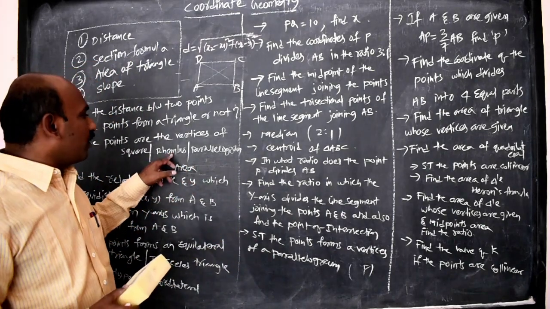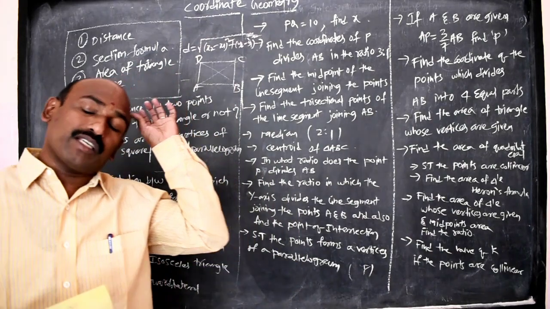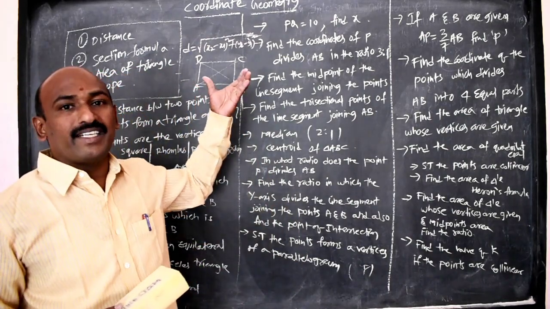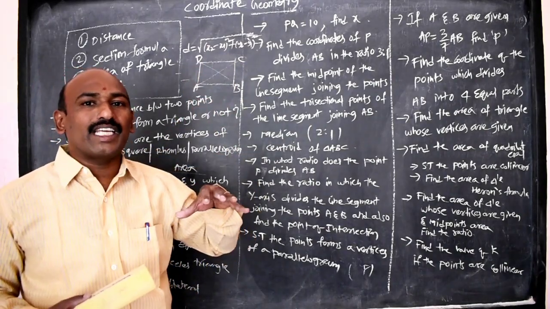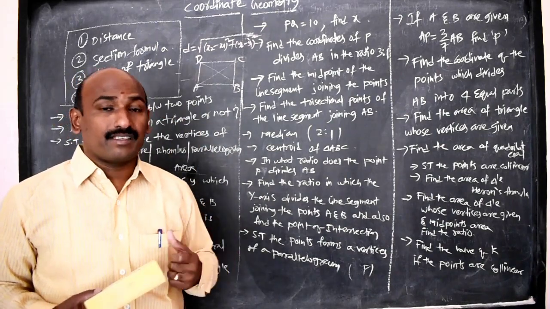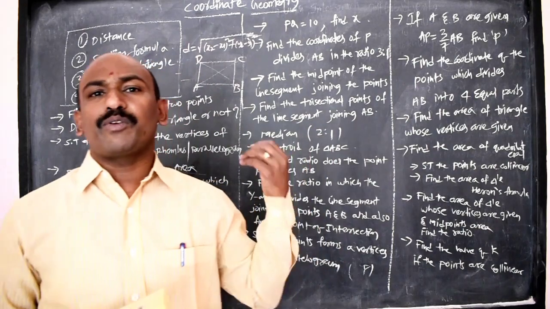If you want to prove that those are the vertices of a rhombus, the same concept, we will apply the distance formula, AB, BC, CD, DA. You will get all sides equal and diagonals not equal. We can conclude that it is a rhombus. And the area of a rhombus is nothing but half D1 D2, that concept we will apply here.